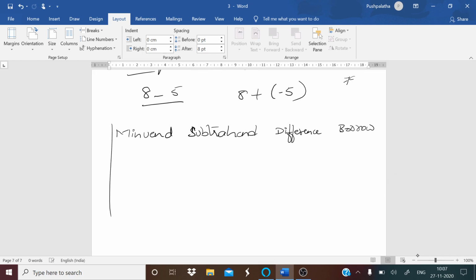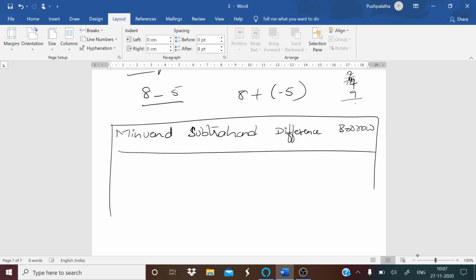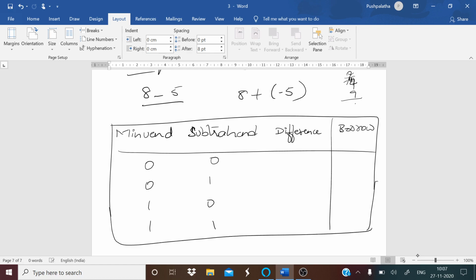You are used to borrow, right? So if you have 74 minus 9, you are borrowing 1 from this, and this becomes 7, this becomes 14 minus 9, right? In the same way you are using a borrow here. Okay, so 0 0 0 1 1 0 and 1 and 1. Okay, so 0 and 0 is 0. There is no borrow. 0 minus 1 is 1 with a borrow of 1. 1 minus 0 is 1 with no borrow. 1 minus 1 is 0.